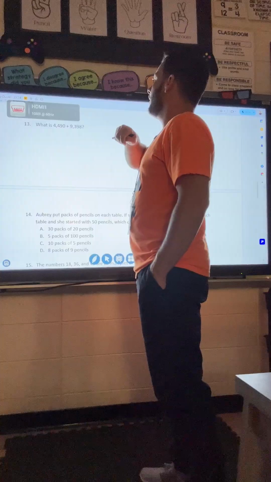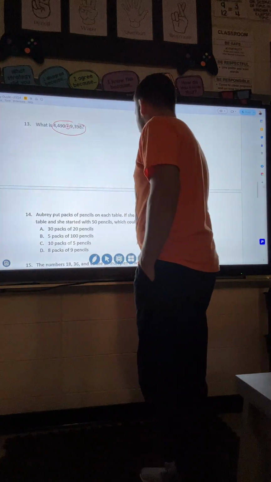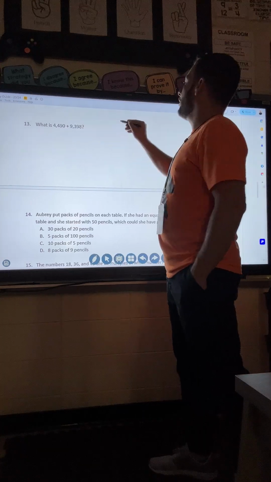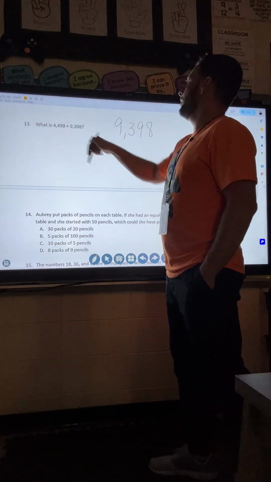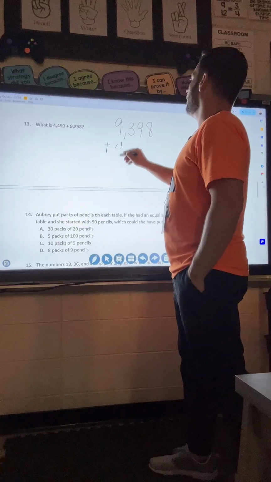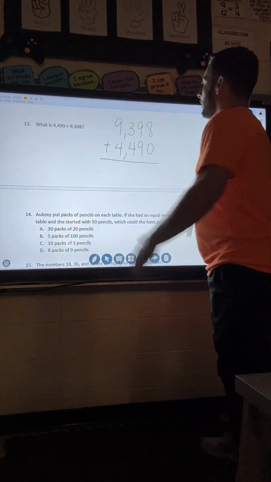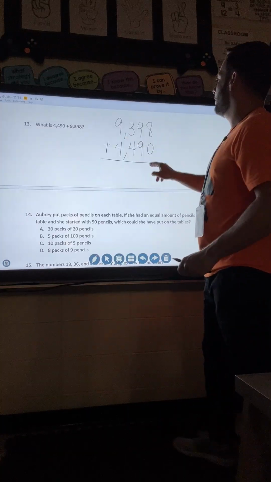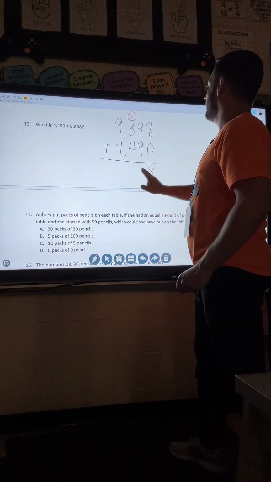Number 13 says, what is 4,490 plus 9,398? Those two numbers, they're being added. Pay attention to your symbols and put the large number on top anyway, even though it is addition. Also, another struggling skill right now because we're making little careless mistakes. Go all the way to the ones place. 8 plus 0 is 8. 9 plus 9 is 18.